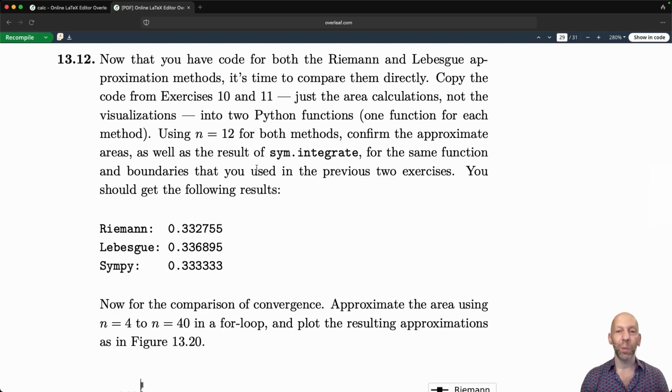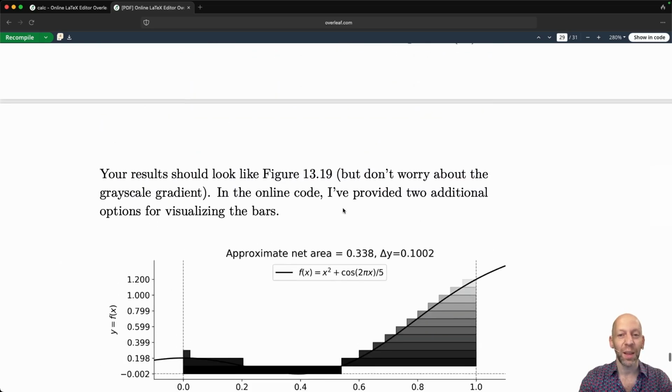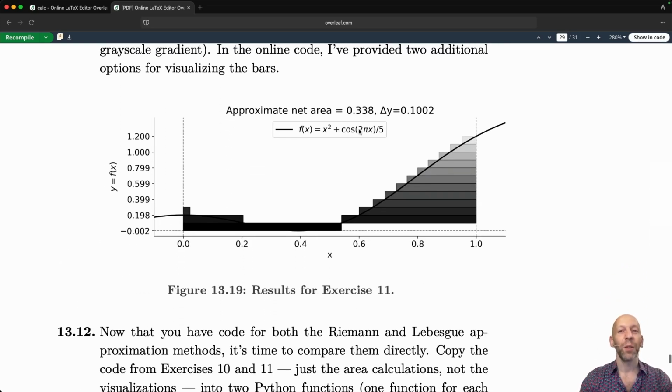I implemented this as two separate Python functions, one function for the Riemann sum and one function for the Lebesgue integral. Now, one thing to keep in mind is that you can custom tailor these functions to this specific problem. For this specific exercise, this specific function, you do not need to worry about making your Python functions super generic to be able to work for any possible kind of function with any number of variables and any terms in the function. Don't worry about all of that.